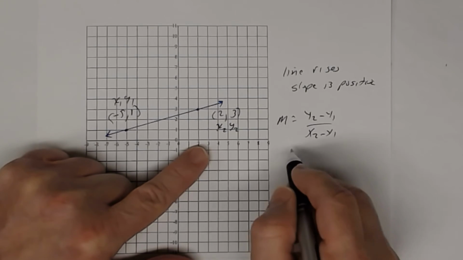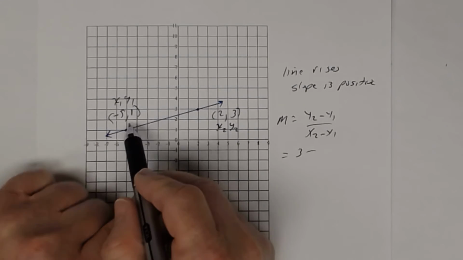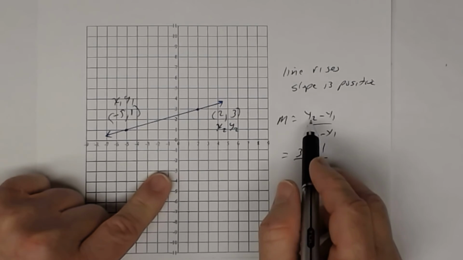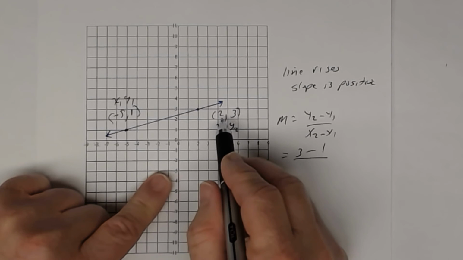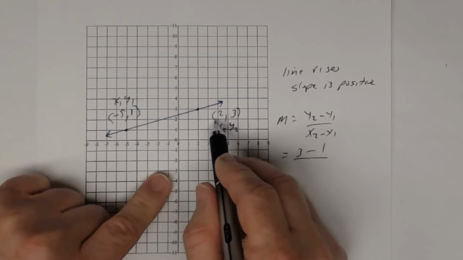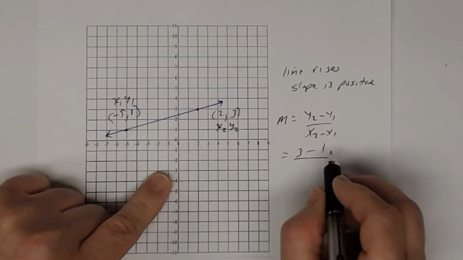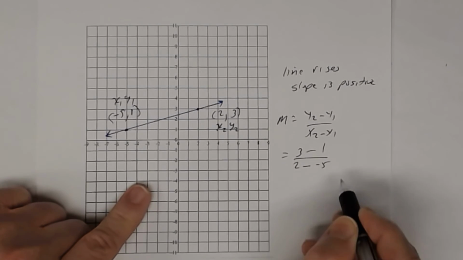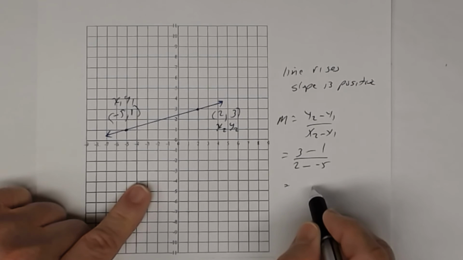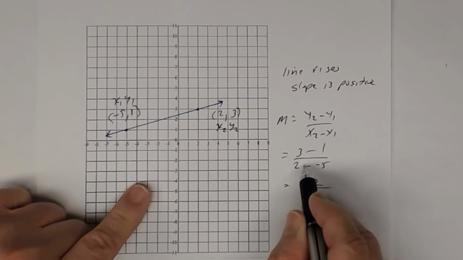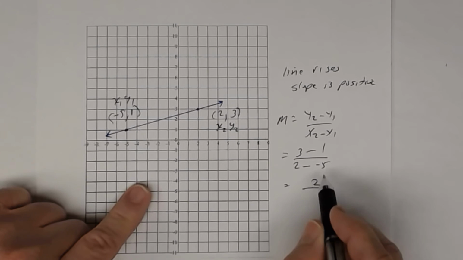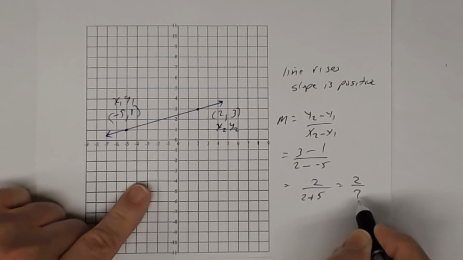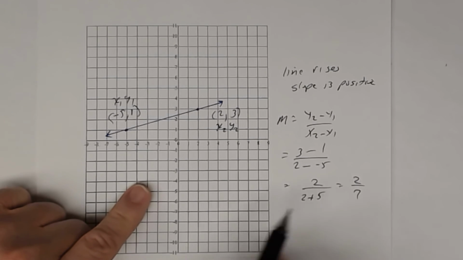So y2 is 3. Subtract y1, which is 1, right? Divided by x2. Remember, since you started with y2, you must start with x2, so make sure you put the correct x2 down here. x2 is corresponding to the number 2, minus, and then x1, which is negative 5. All right, 3 subtract 1, that's easy, that's 2. 2 subtract negative 5 means 2 plus the opposite of negative 5, so that's 2 plus 5. So you get 2, and 2 plus 5 is 7. So there's your slope, 2 sevenths, and it's positive.